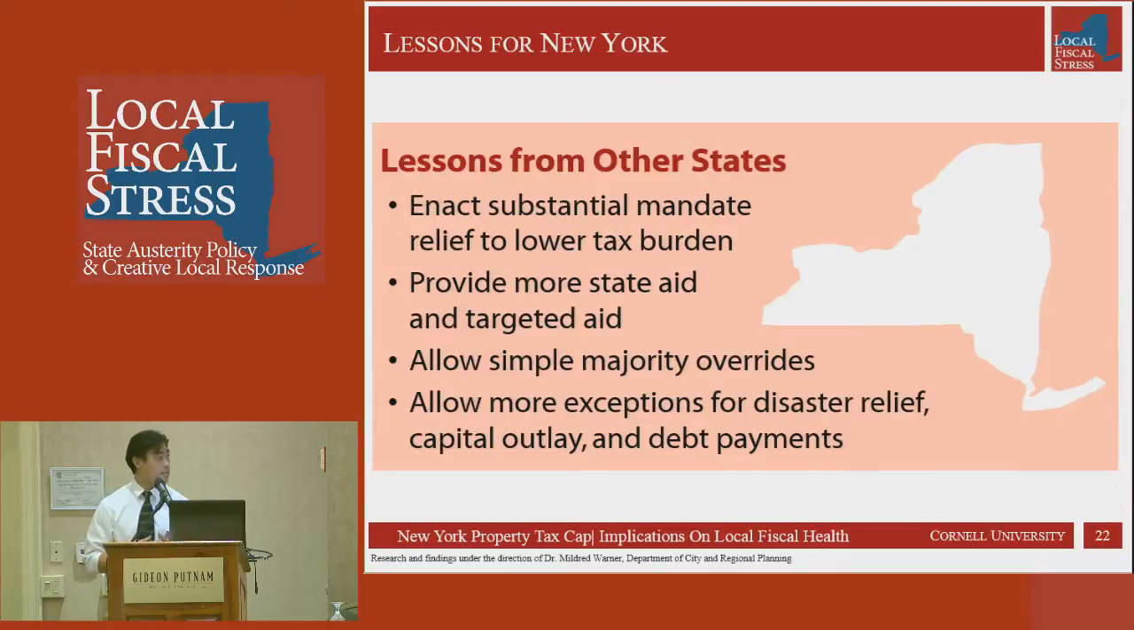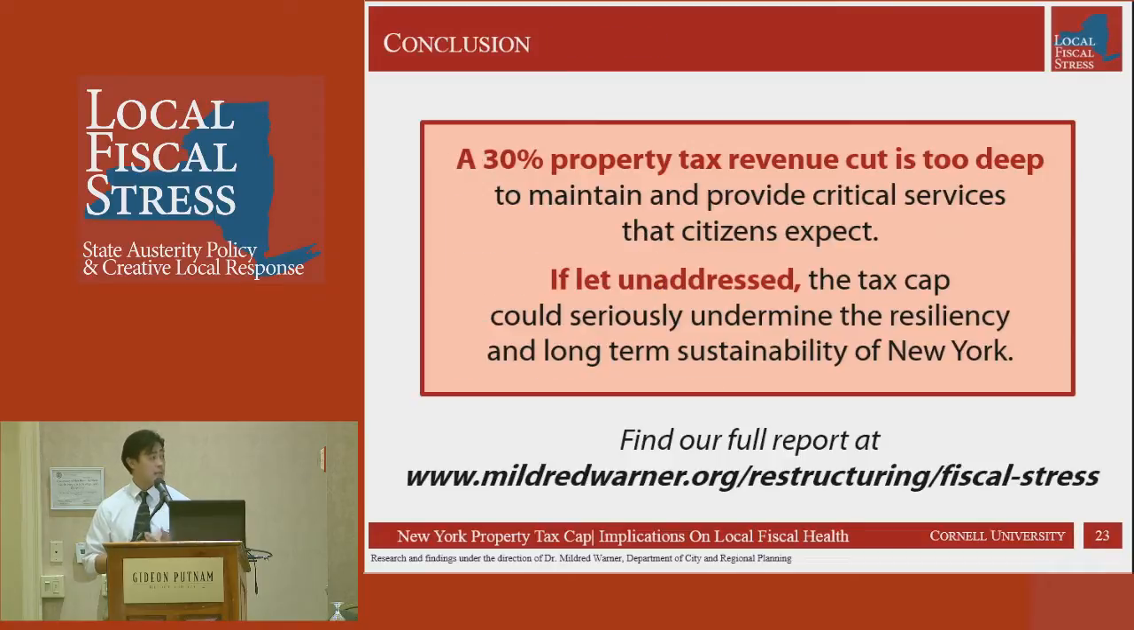So what are some of the lessons that we can learn? Fortunately, there's still enough time to make changes. In order to lower the tax burden for municipalities, the state needs to enact more mandate relief, and more state aid is necessary. A simple majority override should be allowed, as well as more exceptions for disaster relief, capital outlays, and debt payments. And in conclusion, a 30% tax revenue cut is too deep to maintain and provide critical services that citizens expect. If left unaddressed, the tax cap could seriously undermine the resiliency and long-term sustainability of New York.